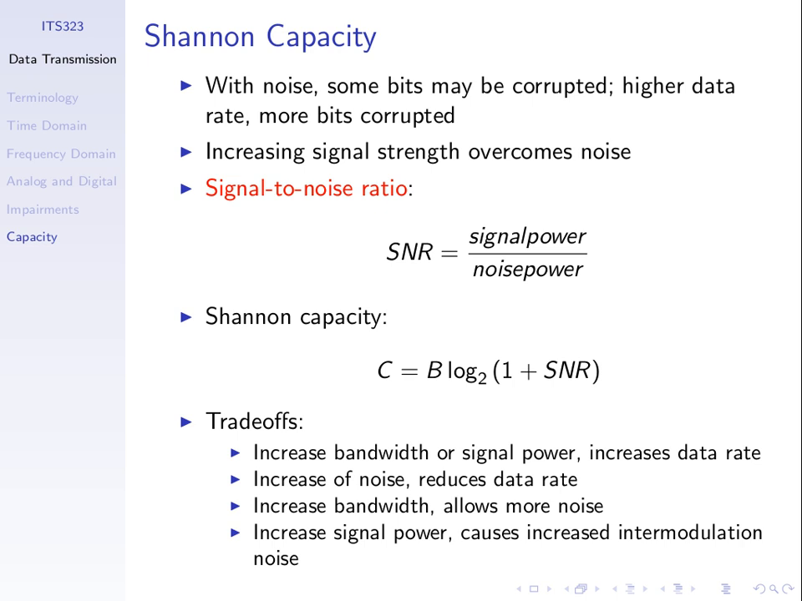So we get some relationship between the signal strength or the signal power at the receiver and the noise power at the receiver. And we get this relationship called the signal to noise ratio, SNR. And Shannon showed that the relationship between capacity and bandwidth depends upon the signal-to-noise ratio.